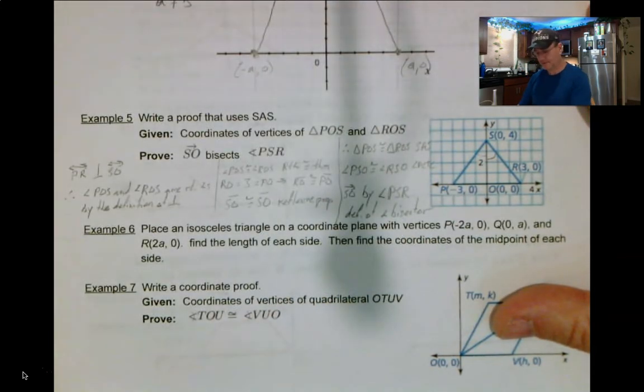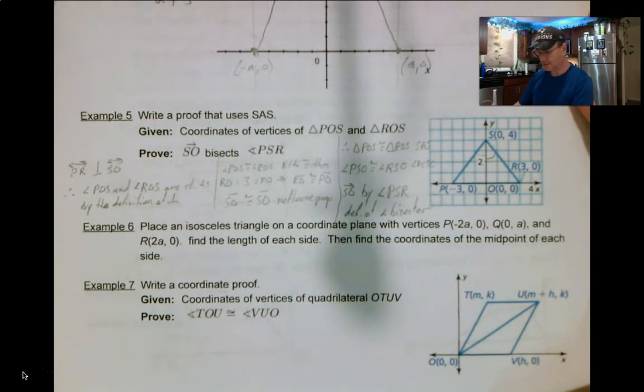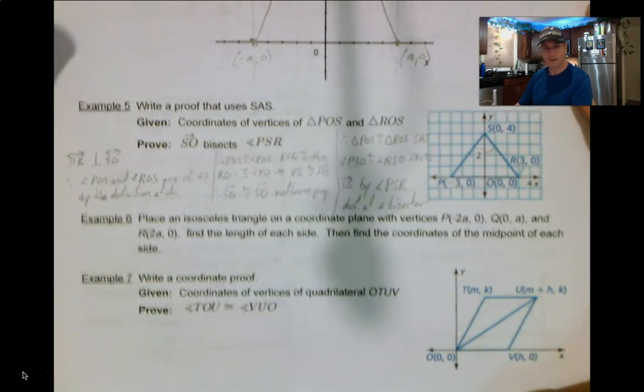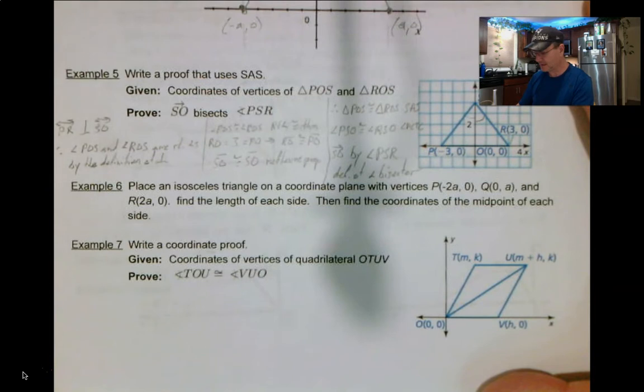There's example 5. Example 6. Place an isosceles triangle in the coordinate plane with vertices P is negative 2a comma 0, Q is 0 comma a, and R is 2a comma 0. Find the length of each side, then find the coordinates of the midpoints of each side.